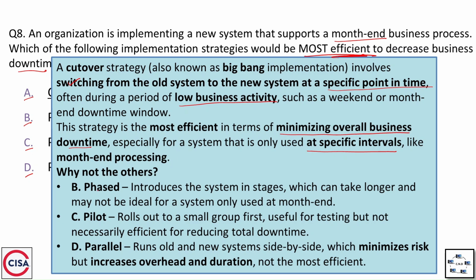Why not the other options? Option B, phased, introducing the system in stages, which can take longer and may not be ideal for a system only used at month end. Option C, pilot, rolls out to a small group first, useful for testing but not necessarily efficient for reducing total downtime. And option D, parallel, runs old and new systems side by side, which minimizes risk but increases overhead and duration, which is not the most efficient option.